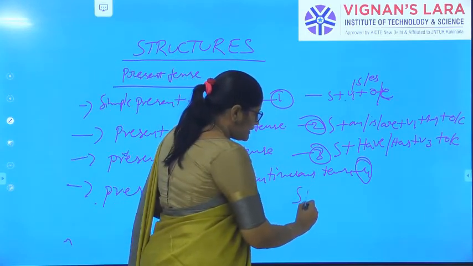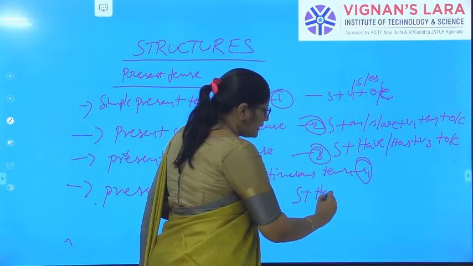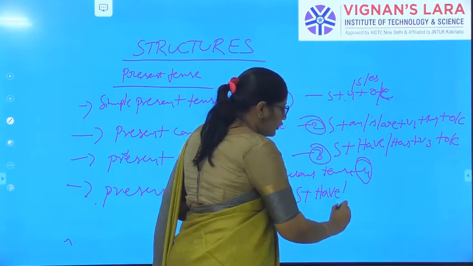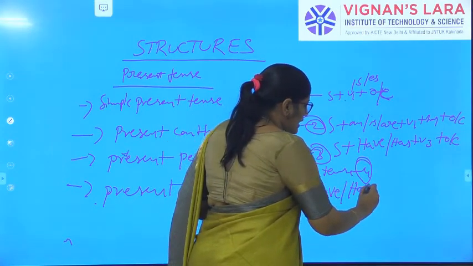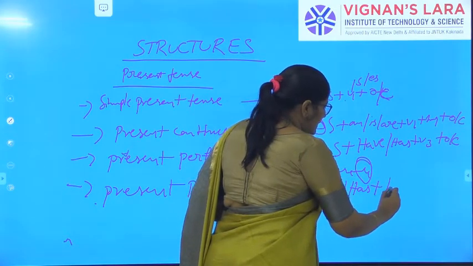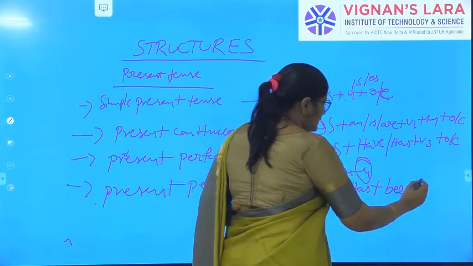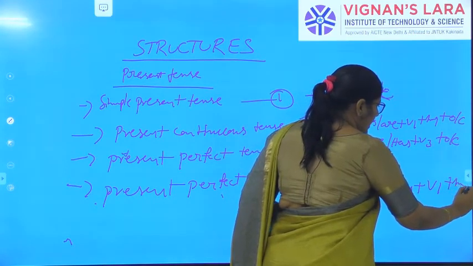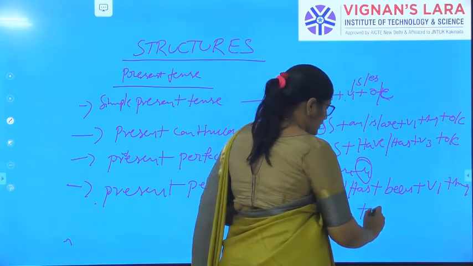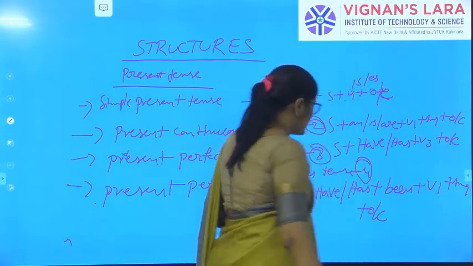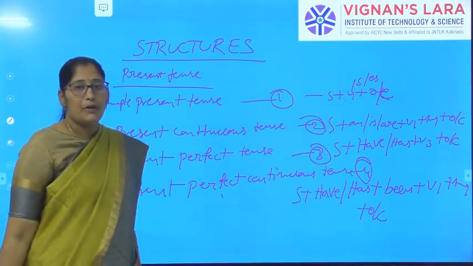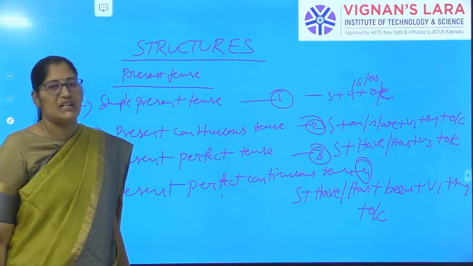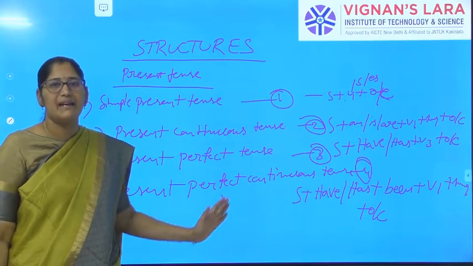The structure would be subject plus have or has plus been plus V1 plus ing plus object or complement. Means it's nothing but have or has plus been plus V1 plus ing. I have been teaching. She has been teaching. It has been raining.